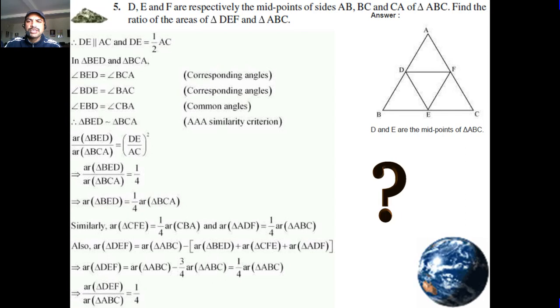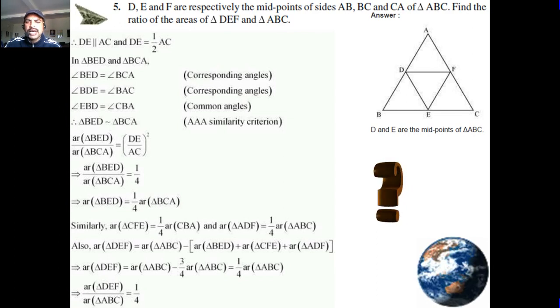In triangles BED and BCA, angle BED is equal to angle BCA, corresponding angles. Angle BDE is equal to angle BAC, corresponding angles. Angle EBD is equal to angle CBA. AA similarity criterion. Area of BED upon area of BCA is equal to (DE upon AC) whole square. Area of BED upon area of BCA is equal to 1 upon 4. Area of BED is equal to 1 upon 4 area of BCA.